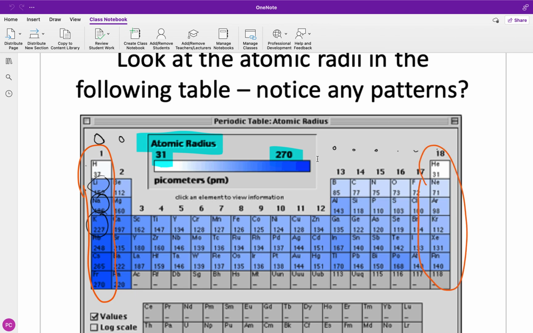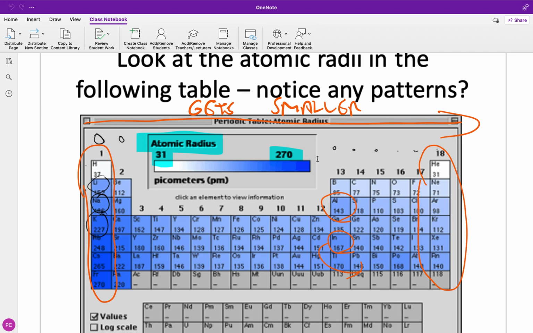Now, you'll notice a few deviations in the color. The atomic radius doesn't seem to get smaller consistently as you go from left to right. In general, it does get smaller, but there are a couple of things in there that get in the way of that trend.